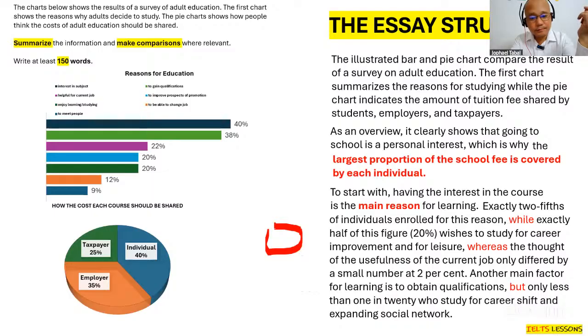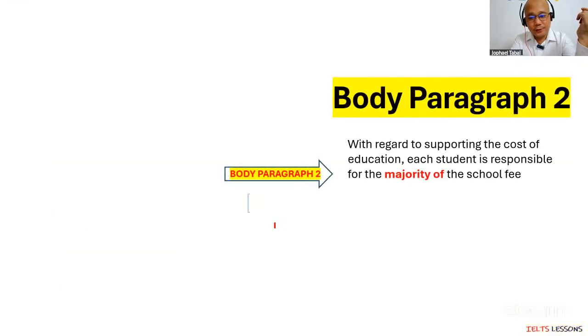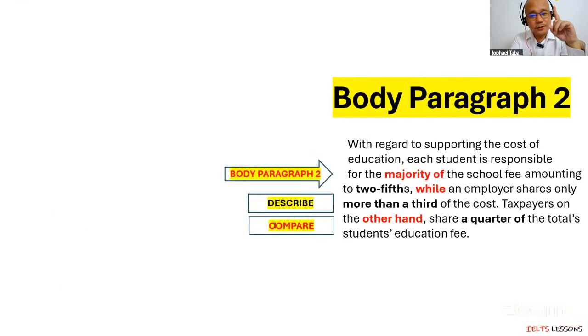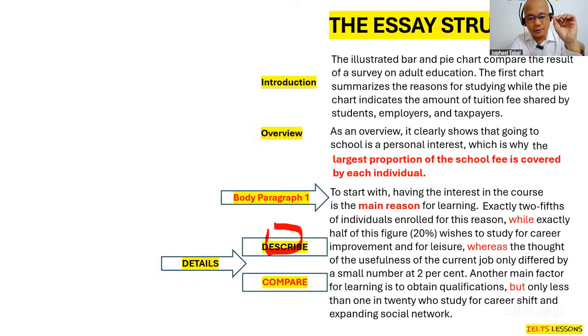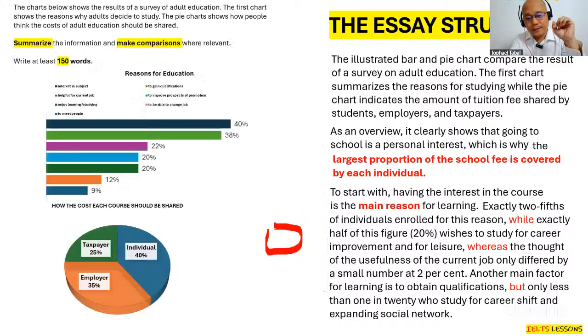All right. And this is body paragraph 2 for the first structure, the most common structure. Again, the most common essay structure for writing task 1 is that there is an introduction followed by an overview, then followed by 1 or 2 body paragraphs. Later on, you will understand why I say 1 or 2 body paragraphs.